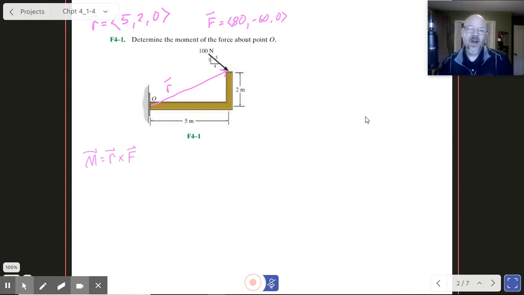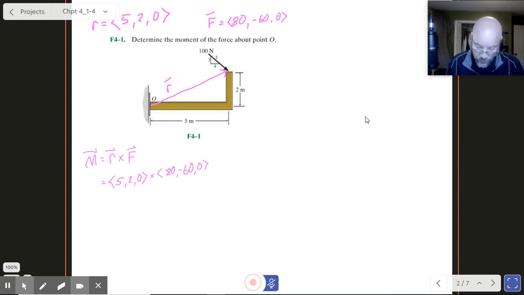All right. So there's my r and there's my F. And so the first method I want to show you is we're simply going to use r and F, and we're going to say that our moment is going to be the vector r, which we said was 5, 2, 0, crossed with 80, minus 60, 0. I'm going to do this old school. We'll do it by hand. And then I'll have a suggestion for you.